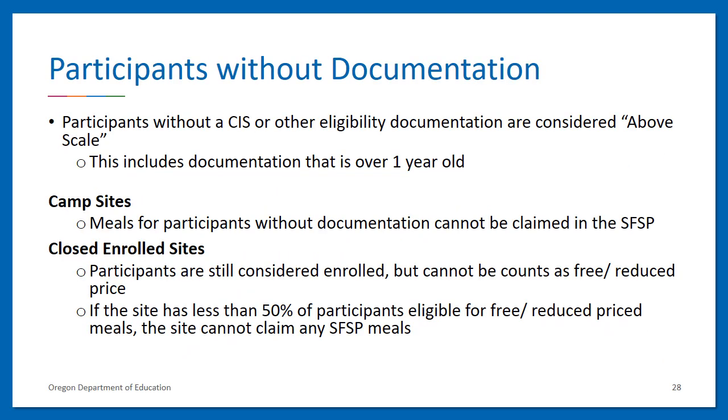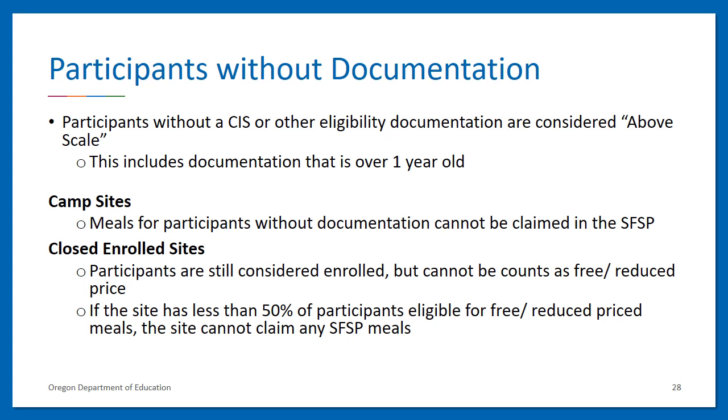So what happens if participants do not have valid and complete CIS or other eligibility documentation? In these instances, that participant must be considered above scale. This means that the participant does not qualify for free or reduced price meals. Note that if a participant has documentation but it is over a year old, this documentation is considered expired and new documentation is required. If the site is a camp, meals for participants without documentation showing they are eligible for free or reduced price meals may not be claimed.